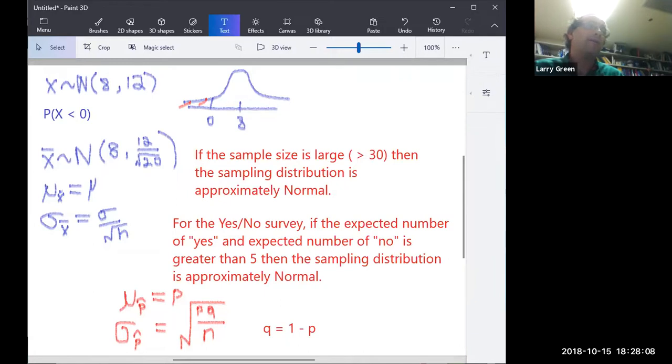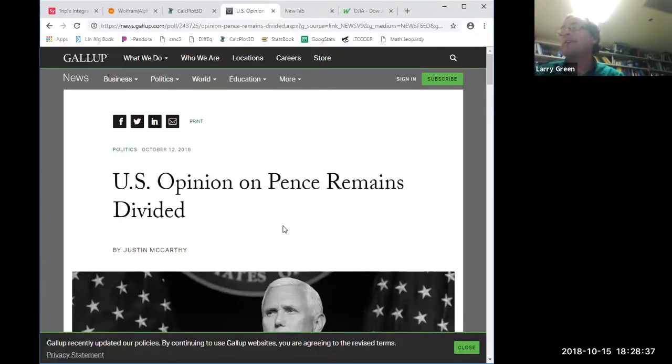So for example, let me pop something in. Just one second, I have to get it in there. Right there. Gallup is one of my favorites because you can actually get the numbers that they pop in. U.S. opinion on Pence remains divided. So the question is, does it look like it really is divided? I think that fewer than 50% of the population of the United States likes Pence. What do you guys think?